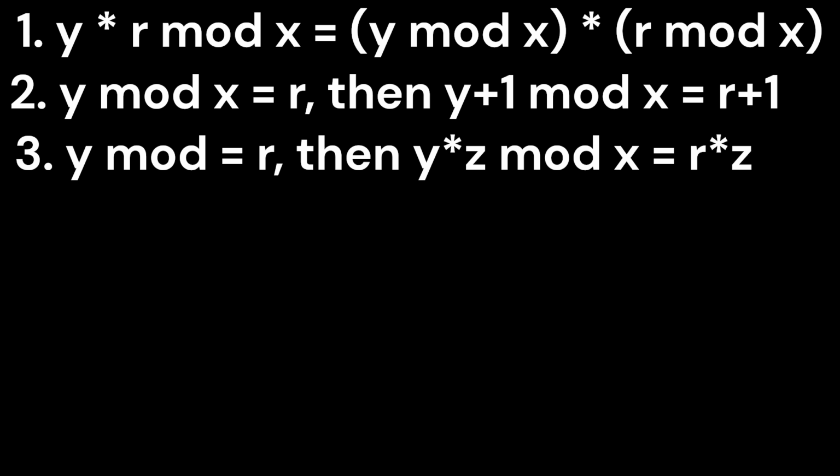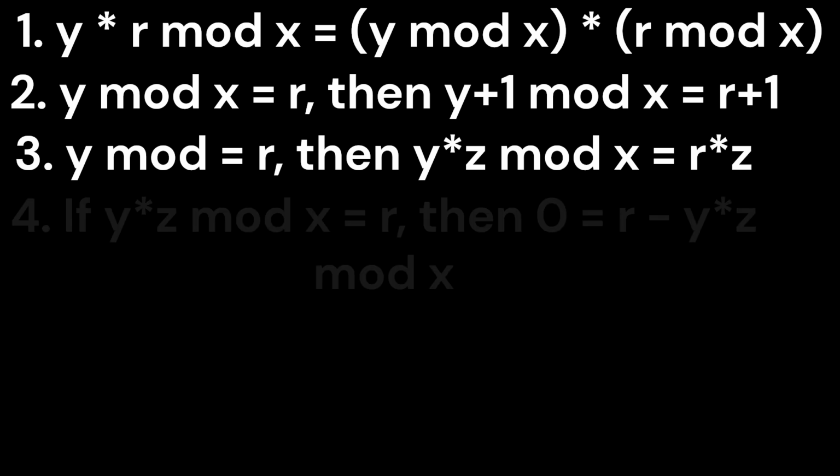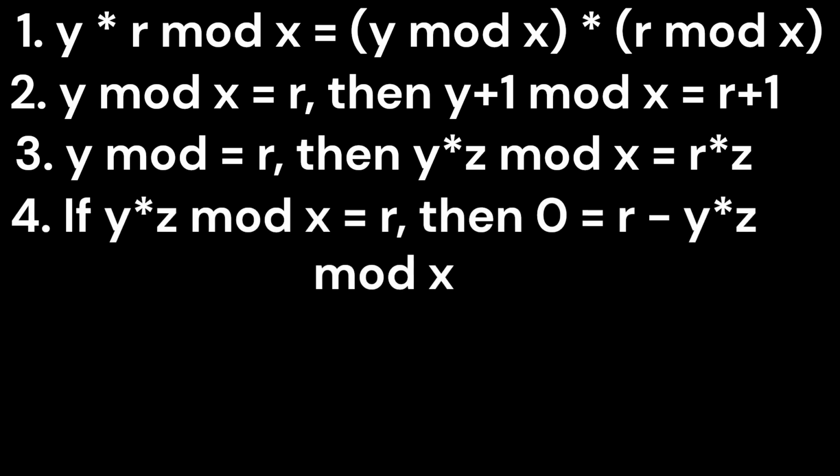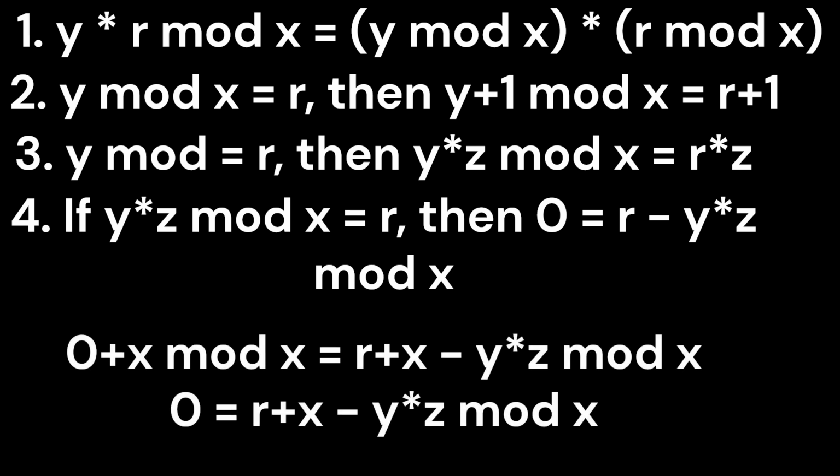Next, you can perform a specific type of modulus division if you're dealing with a prime value for x. If y times z mod x is equal to r, then z is equal to r minus y times z mod x. You can solve for y or z by adding x to both sides without changing the equation.